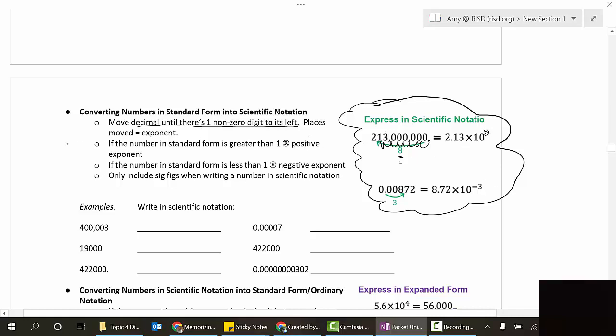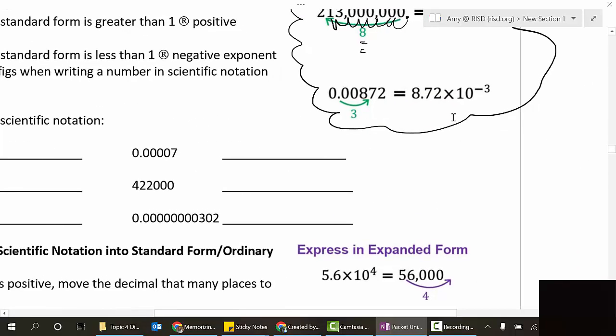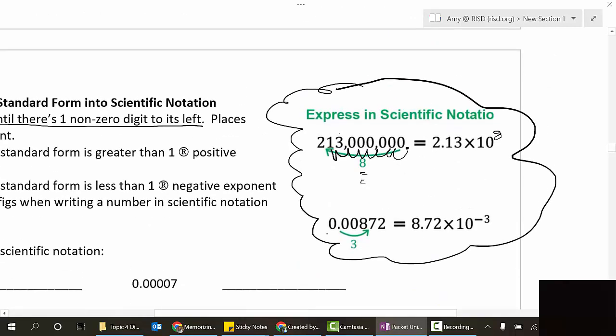Now, why is it a positive 8? Well, it's because of this rule right here. If the number in standard form is greater than 1, like this one, 213 million, then the value is going to have a positive exponent. If the number in standard form was less than 1, you're going to have a negative exponent. So if we look at our next example here, the 0.00872, the decimal is located here. We move it 3 places over to where it's after the 8, so it becomes 8.72. We moved it 3 times, so that's why the exponent is a 3, and it's negative because the original starting number, again, was less than 1.